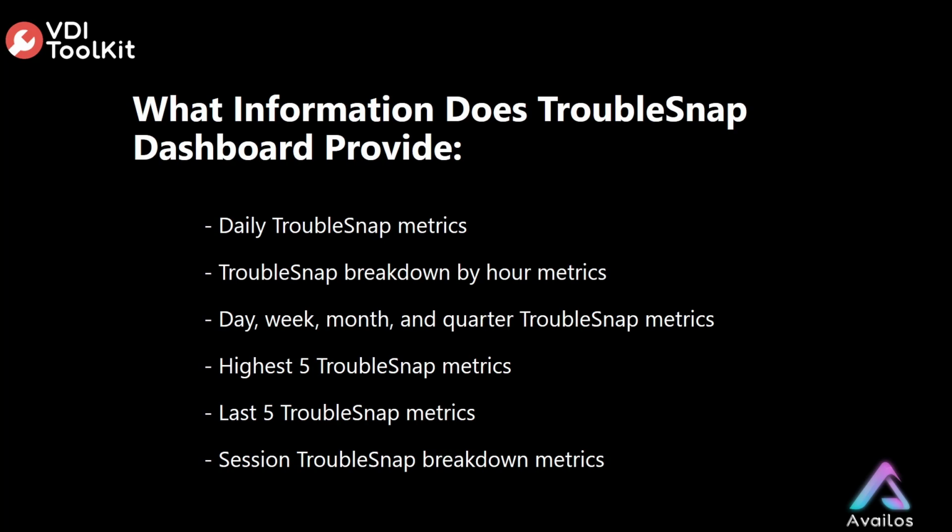What information does the TroubleSnap dashboard provide? Well, it provides daily TroubleSnap metrics, TroubleSnap breakdown by hour metrics, day, week, month, and quarter TroubleSnap metrics, highest 5 TroubleSnap metrics, and the last 5 TroubleSnap metrics.